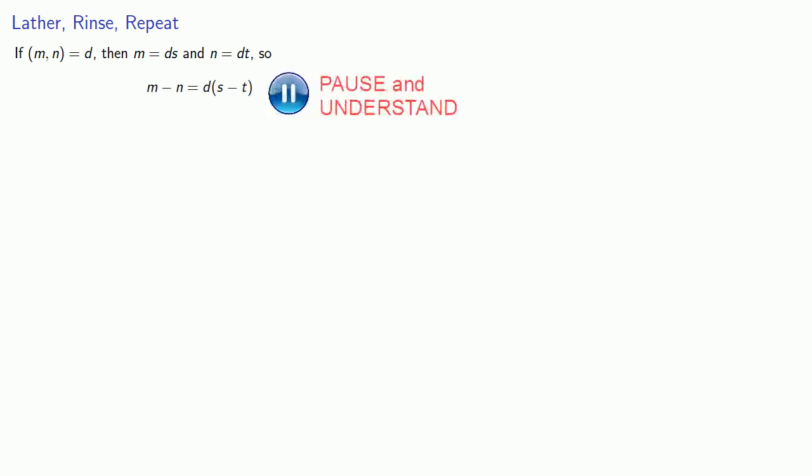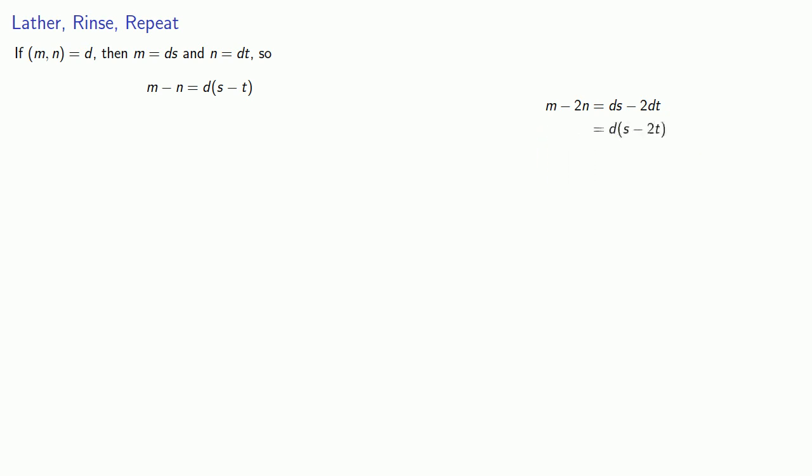Another useful strategy in mathematics is lather, rinse, repeat. Once we do something one time, we can do it as many times as we want to. So if the greatest common divisor of m and n is d, then m is ds and n is dt, so m minus n is d times s minus t. We figured that out already, but m minus 2n is ds minus 2dt, and a factor of d can be removed, and so m minus 2n is d times s minus 2t. Similarly, m minus 3n is d times s minus 3t, which means that m minus any multiple of n is also going to be divisible by d.